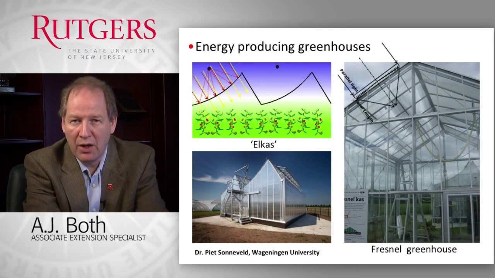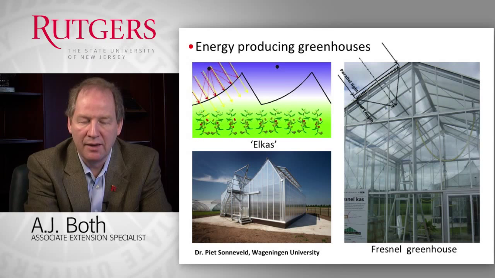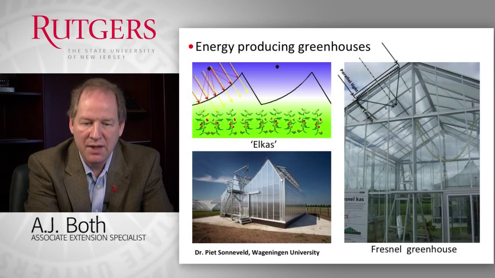Research has been going on in different locations looking at strategies to use greenhouses to actually generate energy, and here you see two examples. On the left-hand side you see the so-called LCAS, or electricity greenhouse, that is trying to generate electricity using solar collectors. So the south-facing roof sections are curved so that some of the light is being directed to a single focal point.